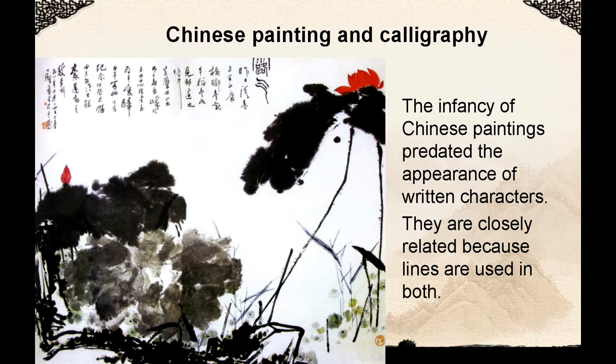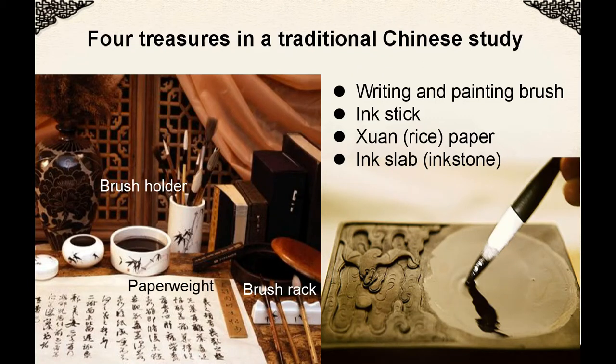The infancy of Chinese paintings predated the appearance of written characters. Chinese painting and calligraphy are closely related because lines are used in both. Lines are not only to draw contours but to express the artist's feelings. Lines may be straight or curved, hard or soft, thick or thin, pale or dark, and the ink may be dry or running. Chinese painting and calligraphy are different branches of art, yet they had the same origin, using the same tools.